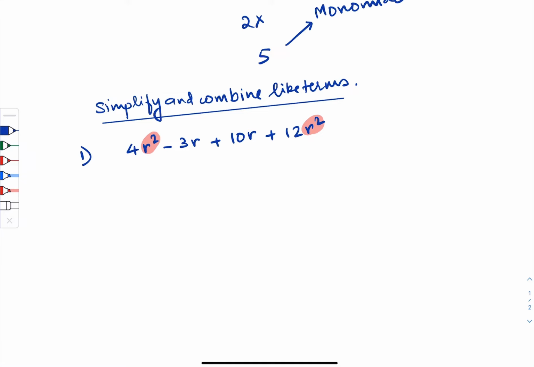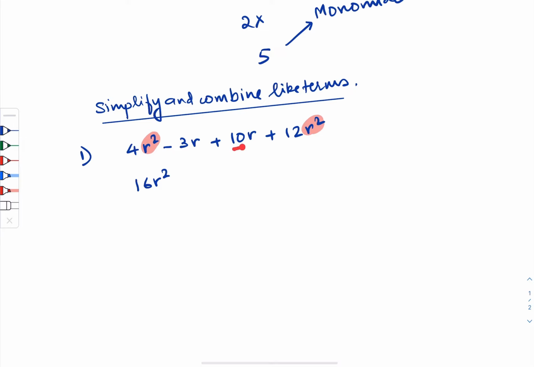The way I combine them, I'm just going to add the 4 and the 12. That's going to give me 16. And I'm just going to place the r squared beside the 16. Okay. And then I'm going to apply the same logic to the negative 3r and the positive 10r. Since both of them have r's, I'm going to just take negative 3 and positive 10.